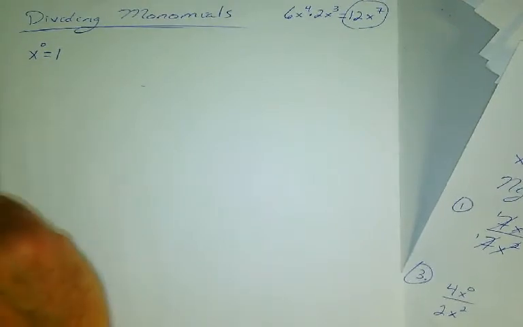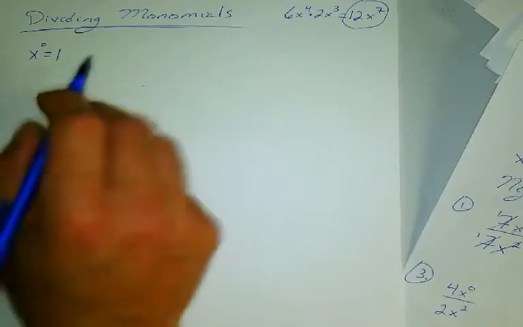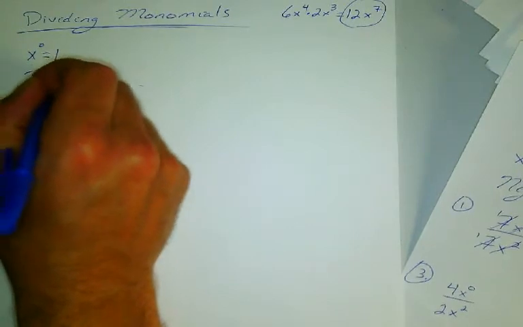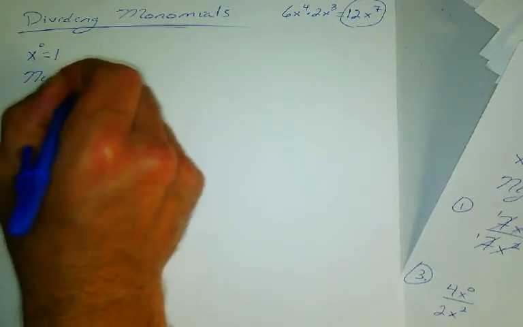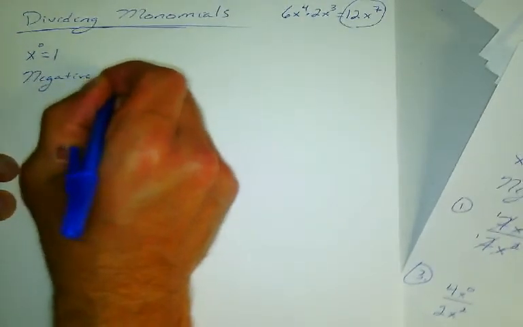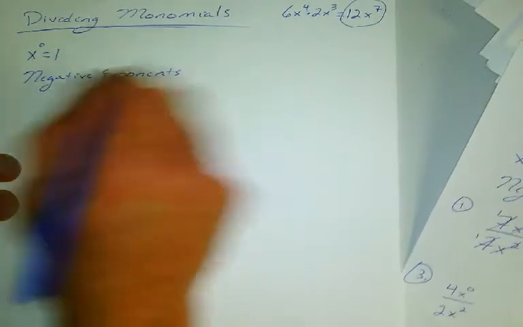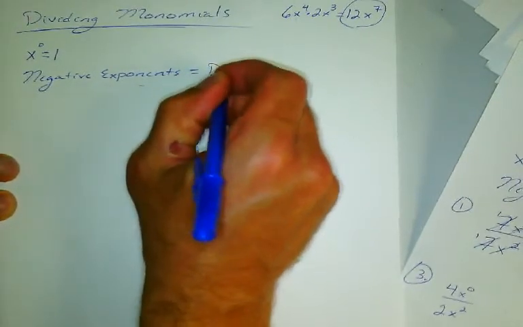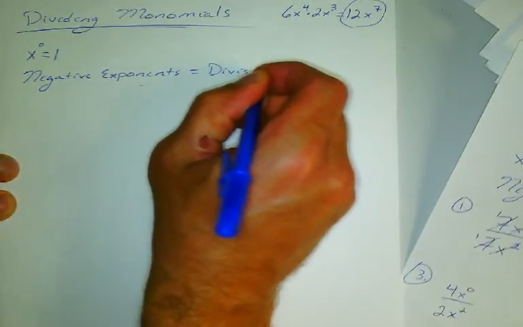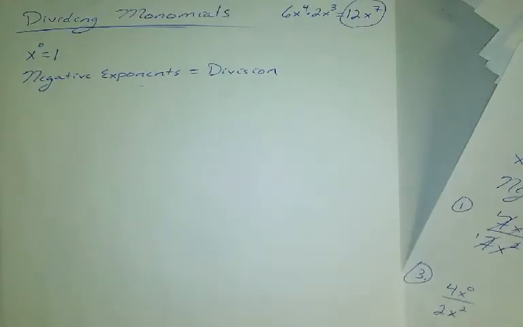Another thing we need to get out of the way early is negative exponents. Negative exponents mean division. I'm just going to say negative exponents equal division, and you'll see what I mean. And this is review. We have done this before, but we didn't get a ton of practice with it. So let's do some examples with dividing monomials.